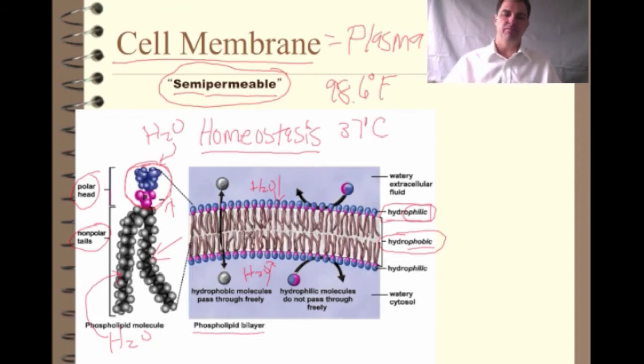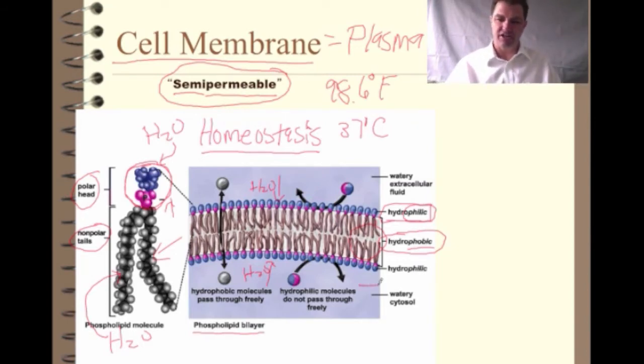People often have the misconception that the water is repelled from it. It's not that it's repelled, it's simply that water has nothing to stick to here. It will grab hold of and stick to the phosphate heads, but there's nothing to stick to here, so the hydrophobic tails are just pushed in that direction, not trying to get away from the water. It's just a result of the heads sticking to the water.